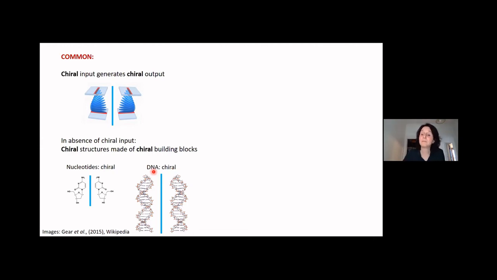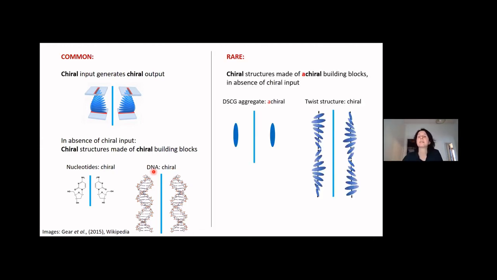Now, what's very rare is a chiral structure that is made of an achiral building block in the absence of a chiral input. And this is what we have in our twist-like structures, which are composed of an achiral DSCG aggregate, which then forms a chiral structure of these double twist periodic stripes. And so this gives you something interesting to think about, because it really asks what truly are the requirements for a macroscopic symmetry breaking in a material.